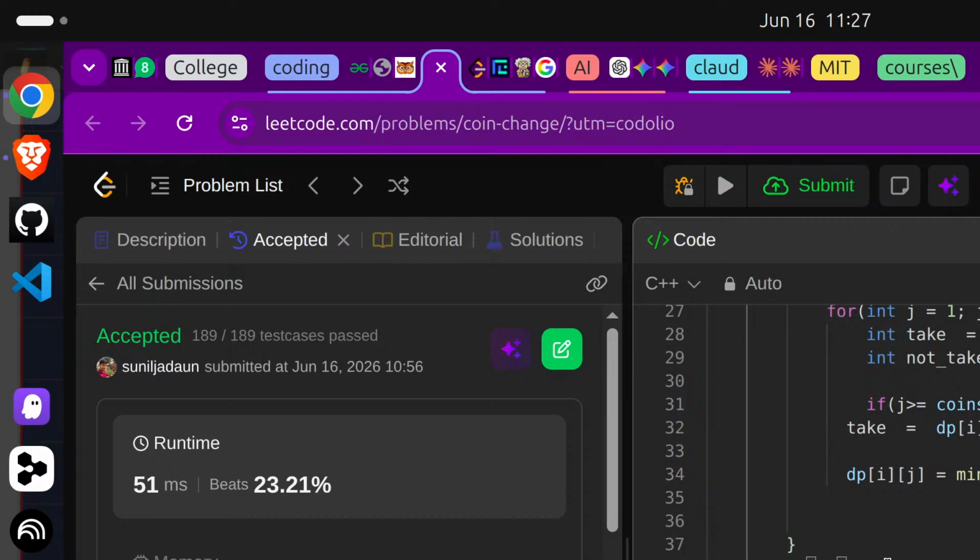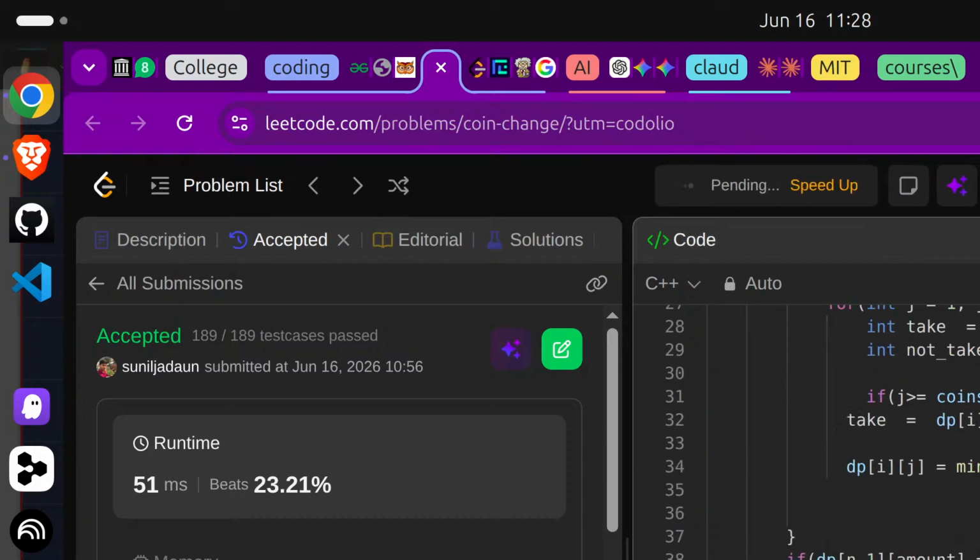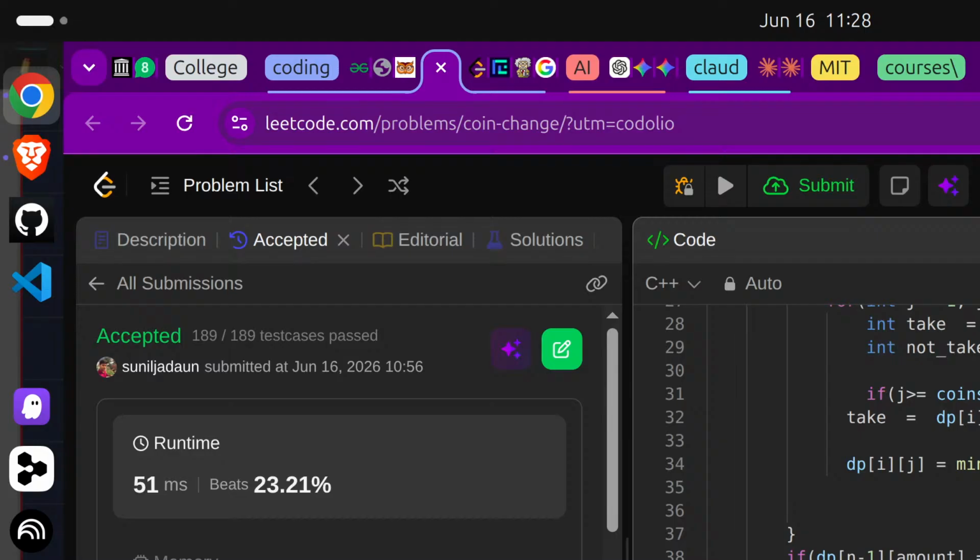Then if dp of i minus 1 comma amount equal to 1, second minus 1, right? Whatever.